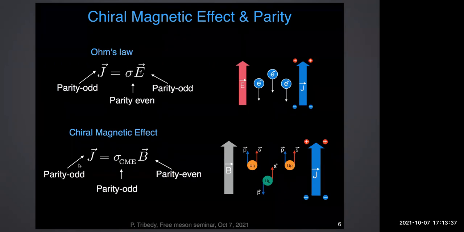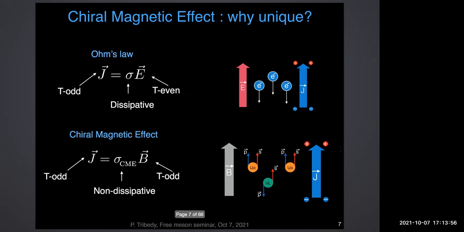This is normal conductivity. But think of the chiral magnetic effect. You have a parity odd quantity here, and a parity even here. So this object, the chiral magnetic conductivity, is related to parity violation. It's parity odd, so that's very interesting by itself. Think of another unique thing. Again, think of Ohm's law, and think of time reversal. This is a T odd electric field, and this is T even.